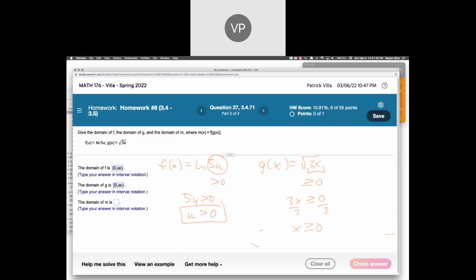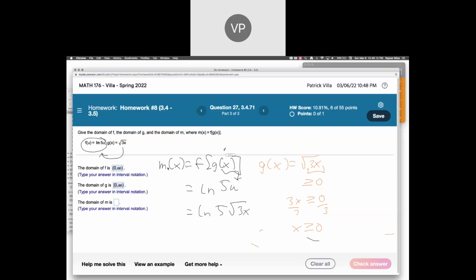Now the domain of m. Okay, so if you haven't seen these composition functions in a while, where you put one function into another, I'll give you a quick rundown. They said m of x equals f of g of x. So what that means is you take the f function and you put the g of x inside of it. My f function, remember, is natural log of 5u. We're going to replace that u with whatever g of x is, so it is natural log of 5 times the square root of 3x. Okay, so that's what's going on here.